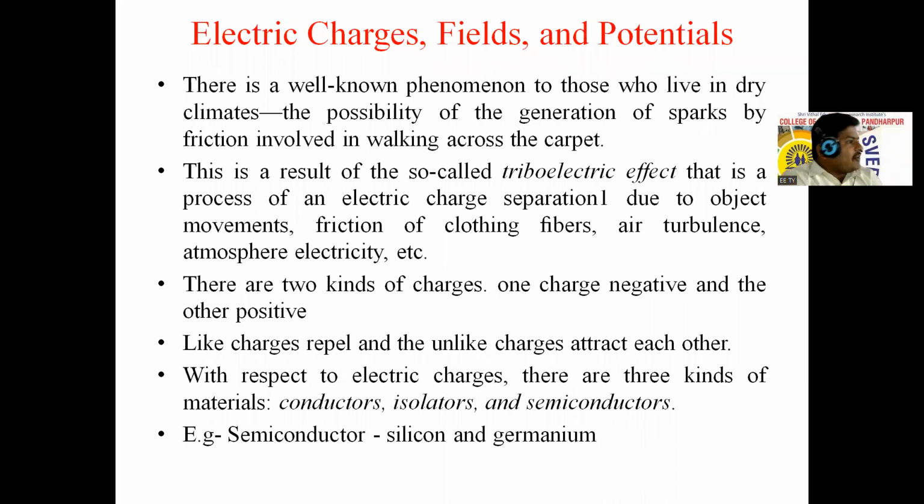So do you know that there are two kinds of charges? One is positive, another one is negative. So the types of charges are the positive ion, or positive charge, and the second one is the negative charge, right? We already know that like charges repel each other, and unlike charges attract each other, right? So like charges repel from each other, and unlike charges attract each other.